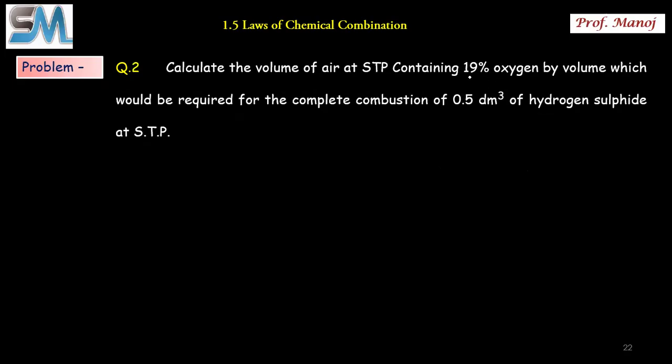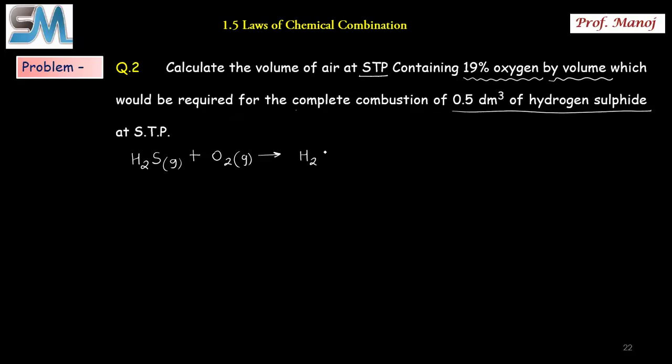Calculate the volume of air at STP, standard temperature and pressure, which contains 19% oxygen by volume, required for the complete combustion of 0.5 dm³ of hydrogen sulfide. Now, the first thing, as we said, is a balanced equation. We have been given hydrogen sulfide gas. Combustion means reaction with oxygen.